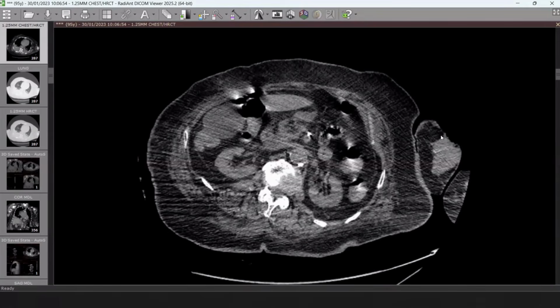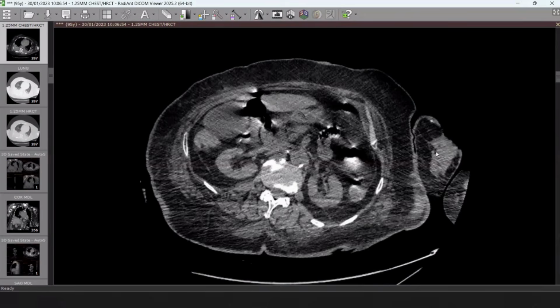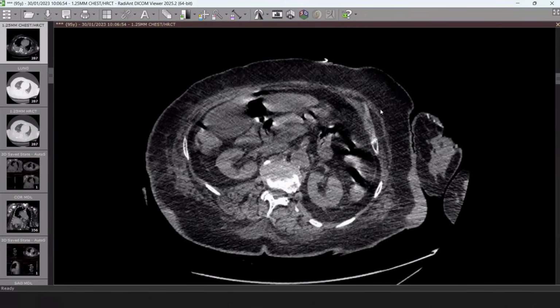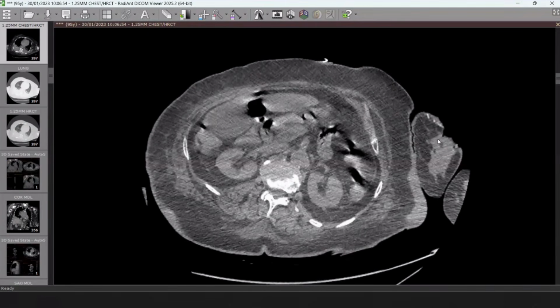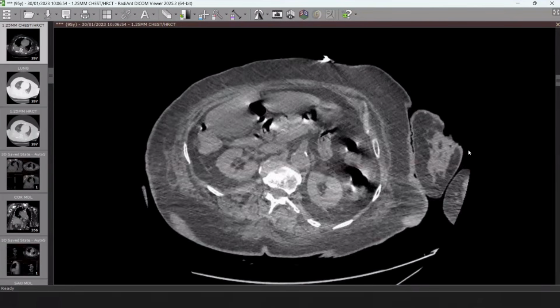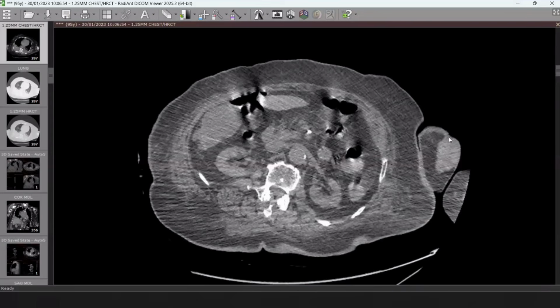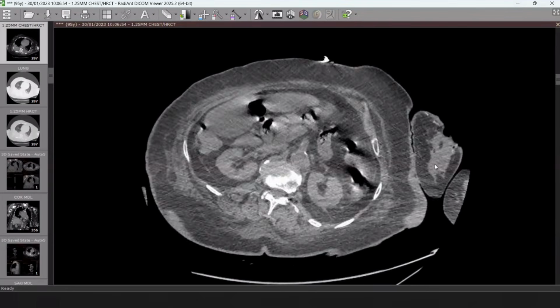Can you see this one? Yes, you are right. We have a breast mass, and this breast mass is ulcerating the skin. Look, there is ulceration and irregularity overlying the skin. We have a breast mass on the left side, and this one proved to be a neoplastic mass, breast cancer.